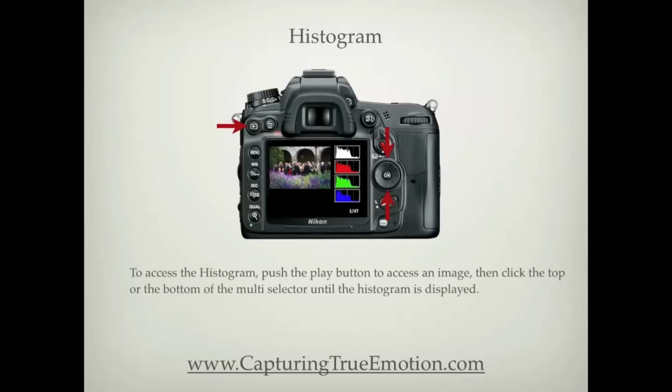To access the histogram, push the play button to access an image, then click the top or the bottom of the multi-selector until the histogram is displayed.